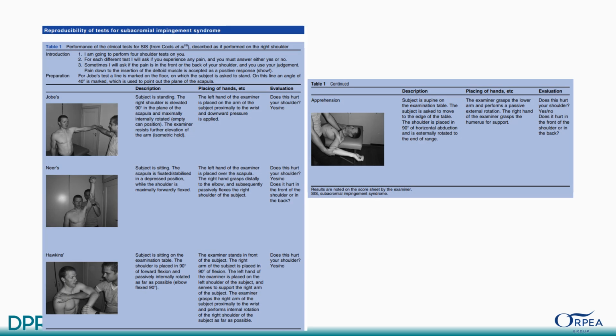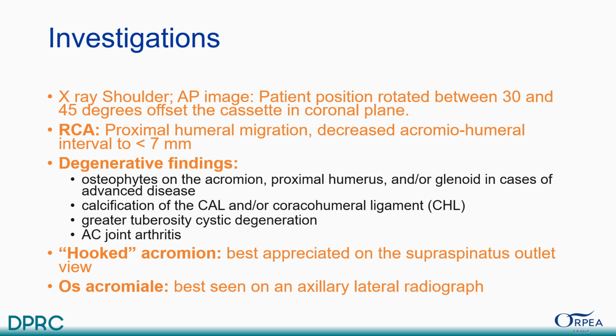As you can see in the figure, these are the top 4 tests normally mentioned in the textbooks, and these are more sensitive and specific than the other kinds of tests mentioned for the shoulder. Then once you do the history and the clinical examination, obviously you need to confirm your diagnosis. You need to do some investigation.